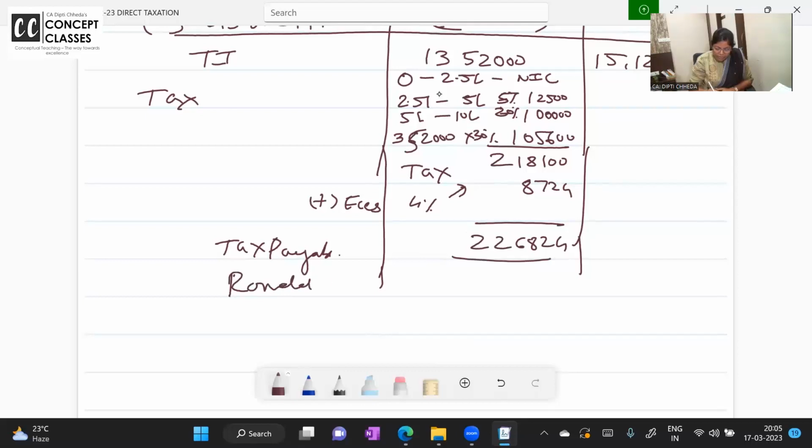Rounded off. You remember section 288 says income is to be rounded off in the multiples of 10. Last class, first class, mein aapko likhaya tha. And 288B says tax should also be rounded off in the multiples of 10. So it will be 2,26,820. Take your time. If you have any doubt here, please ask. Then only we will go in the next one. Check and ask if you have any doubt.